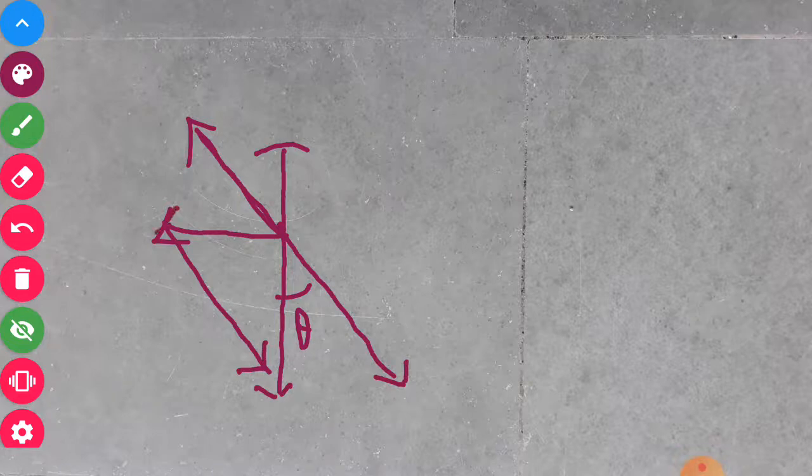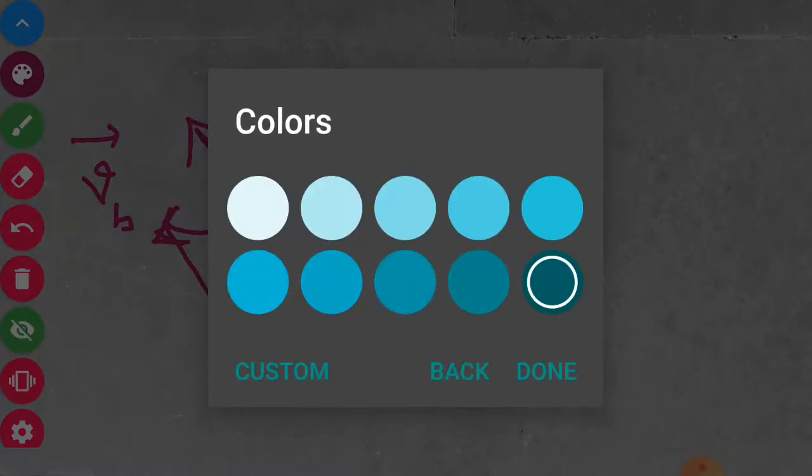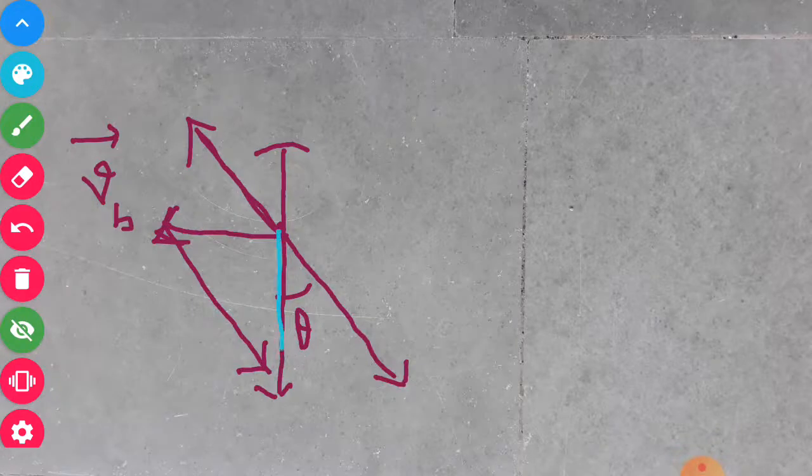Or in a different way, if you join the heads of these two vectors, this is the velocity vector of the bicycle, that is VB, and this vertical vector, let me show it in a different color, that vertical vector is the velocity of rain. Now we want to find out this velocity of rain with respect to the bicycle.